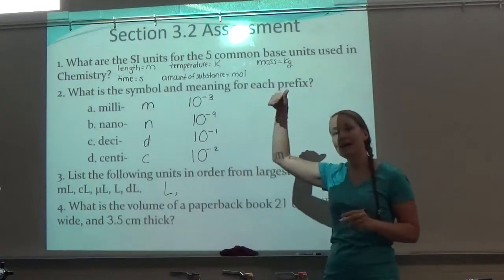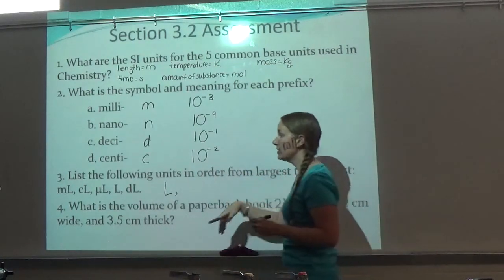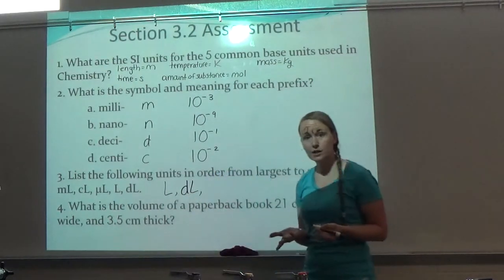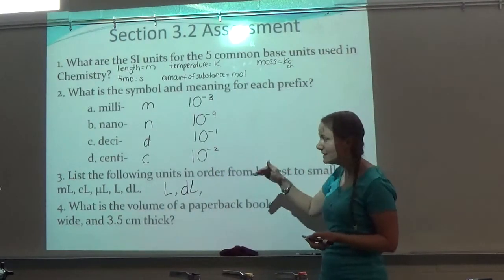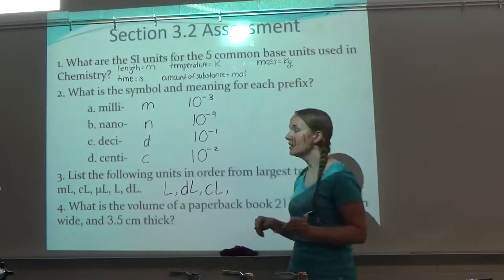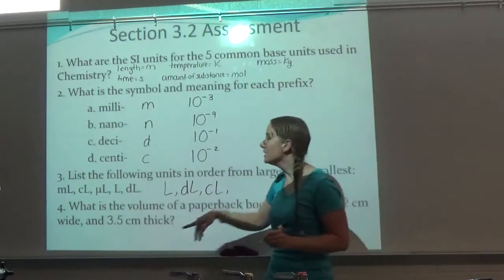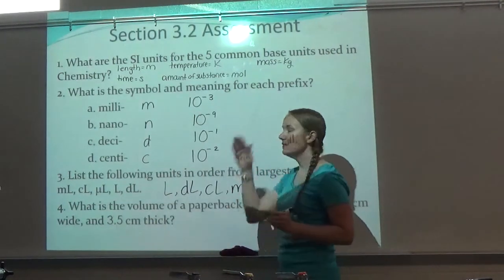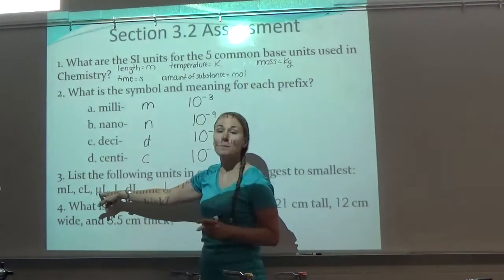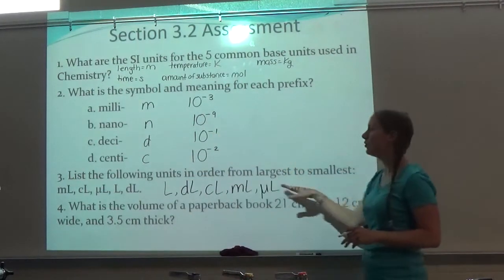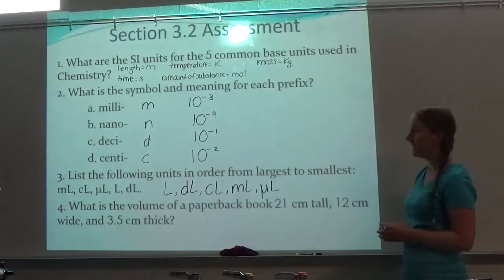If you look right under your base unit, you will see deci. So deciliters is a little bit smaller. If you look under deci, you will see centi. So centiliter is even smaller. If you look under centi, you will see milli. So milliliters is even smaller. And if you look under milli, you'll see the weird mu, micro. Okay, so that's the order from largest to smallest from what they gave us.